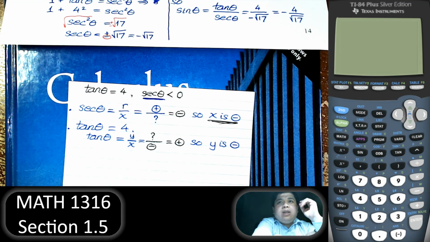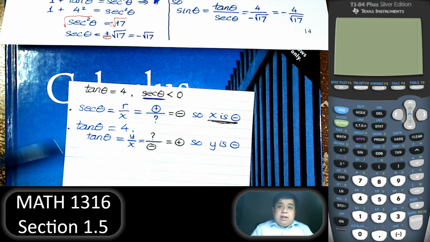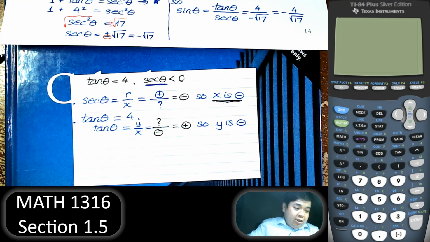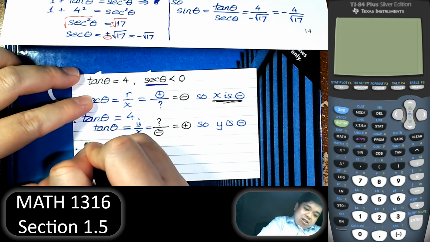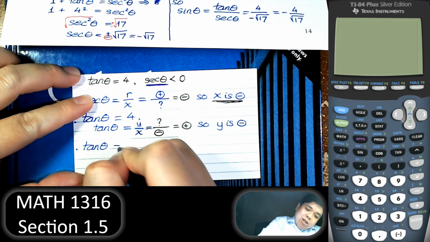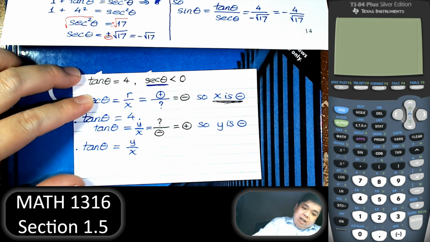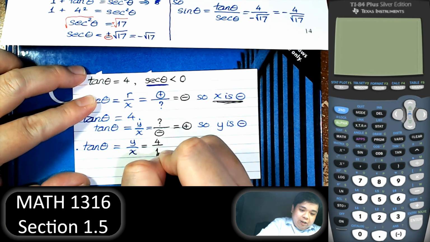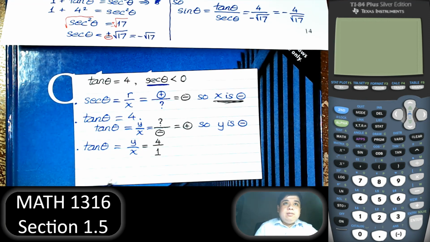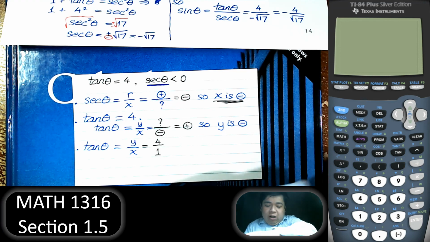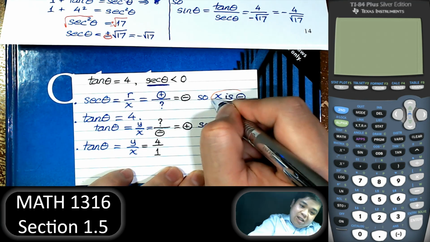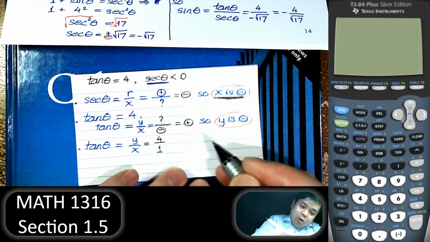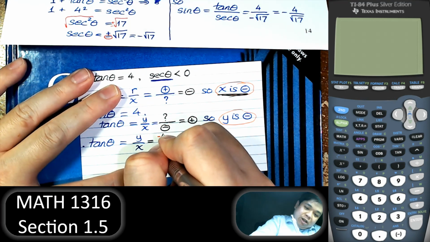Always try to work with something that doesn't have tangent or cotangent, because tangent and cotangent do not have r, and the size we don't know. Finally, tangent is y over x, and it is going to be equal to 4, but I will write 4 over 1. Instead of 4, I can write 4 over 1. And then x is negative, y is negative, so I'm going to choose both of them to be negative.